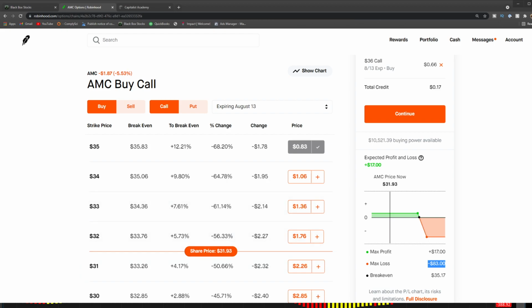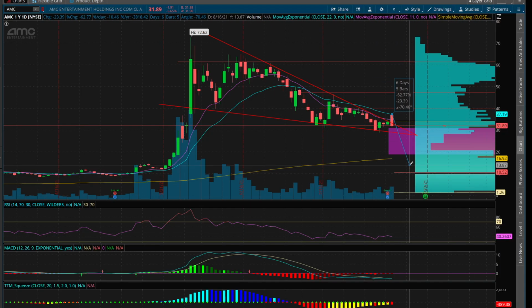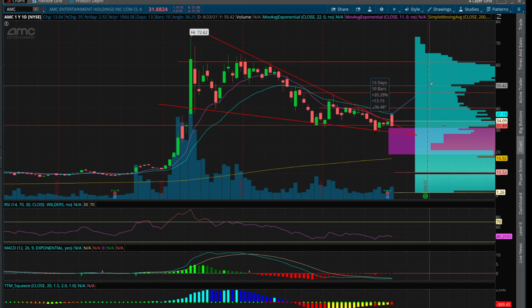And like I said before, with this, it's the same situation. If AMC dumps, you're going to make all of that money. If AMC goes sideways, you're going to make all that money. If AMC rips, but then pulls back and closes below $35, you're going to make all of that money.